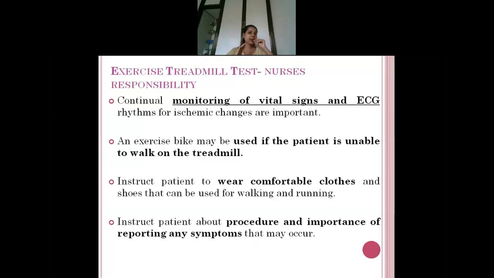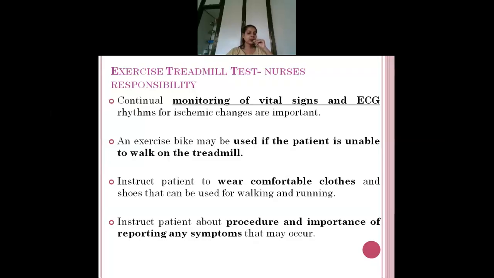Next, tell the patient before the procedure, that is, prior to it, to wear comfortable and loose clothes. What happens if you wear tight jeans and come? You will already be feeling constricted and you will not be able to perform the exercise. So tell the patient to wear loose clothing and comfortable shoes while they are walking on the treadmill, or while they are pedaling on the stationary bicycle.